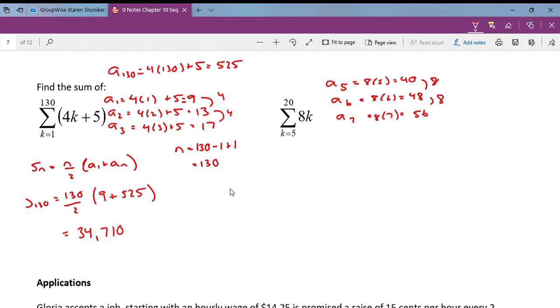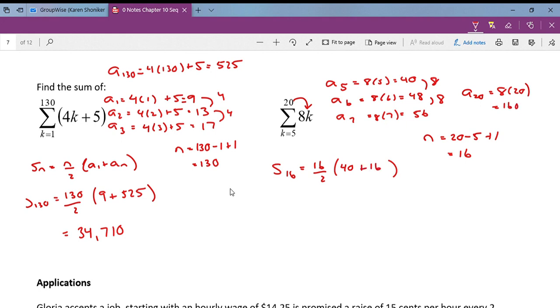All right, so how do we do it? Well, we're finding the sum of how many terms? Well, n equals 20 minus 5 plus 1. So there are 16 terms in my sequence. So I'm finding the sum of 16 terms, where the first term is 40. And now I have to figure out what the last term is. So I'm going to plug in 20 for k, which is going to give me 160. So 40 plus 160, so I'm doing 200 times 8, which would be 1600, would be the sum of the first 16 terms in the series.